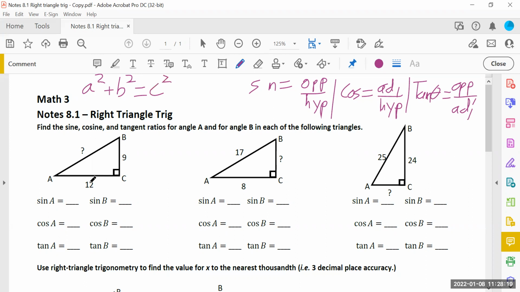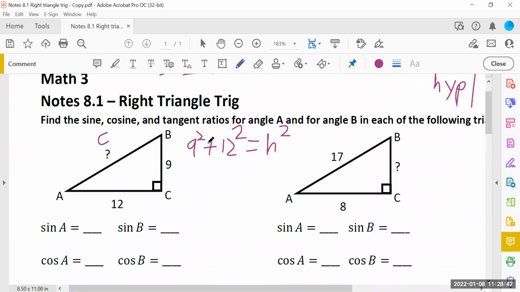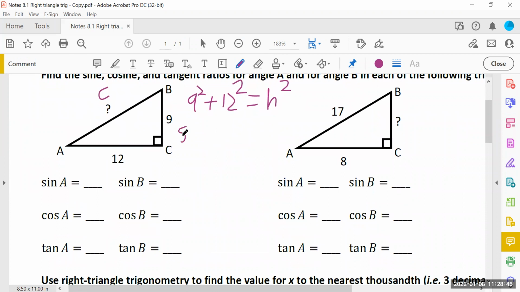So now I can dive in here. I've got 12 and 9, so I'm going to set these up to find my missing side, C or H. Again, you might want to call it H just as a reminder that it's the hypotenuse. So we're doing 9 squared plus 12 squared equals the hypotenuse squared, or C squared. You can call it either one. And now you can grab a calculator if you need to. 9 times 9, 81, 12 times 12, 144. And then that's supposed to equal H squared.